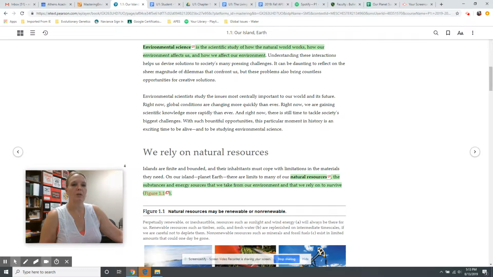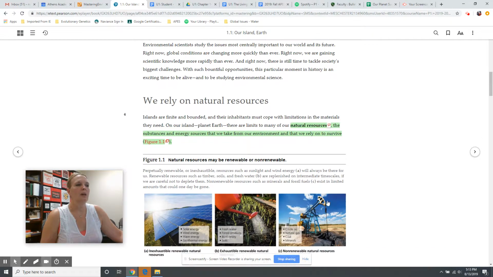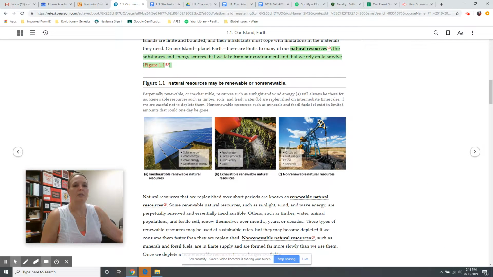Okay, so if we click a little bit further, the next thing we really need to think about is what renewable and non-renewable resources are. And to do that, we need to start with understanding what a natural resource is. A natural resource is substances and energy sources that we take from our environment and that we rely on to survive. So I really like this chart, figure 1.1, and I think it's a good thing for you to fill out. There are 3 different types of resources, some that are renewable and we can't exhaust them, meaning we could use them and use them and they'd never go away.